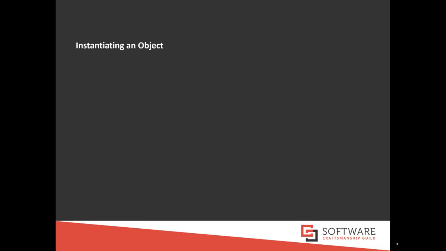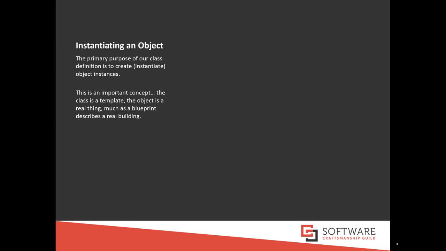If we want to use a class, we need to instantiate it as an object. And instantiate is the process of creating an object and loading it into the computer's memory so that we can use it. Each object is its own instance. This is a really important concept. Class is the template, object is the real thing.